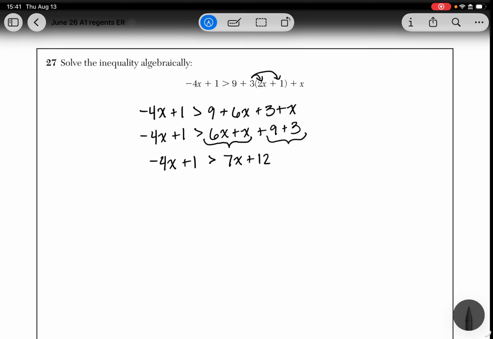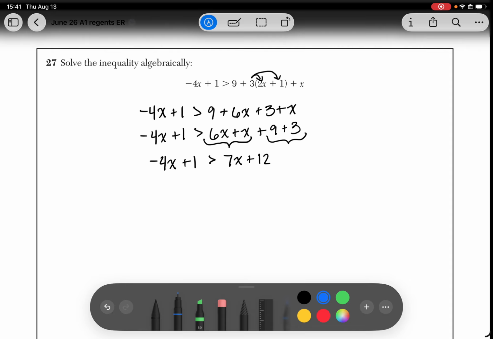From here, we want to make sure that our variable stays on one side of the inequality symbol and then our constants stay on one side. I personally like to make sure the variables stay on the left side and then the constants stay on the right side.